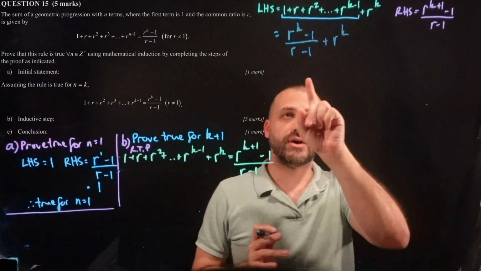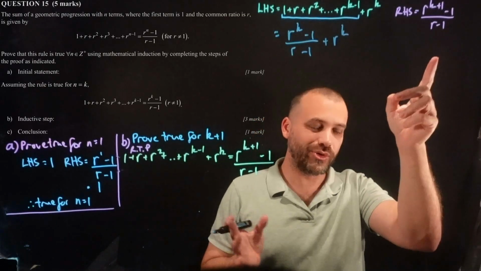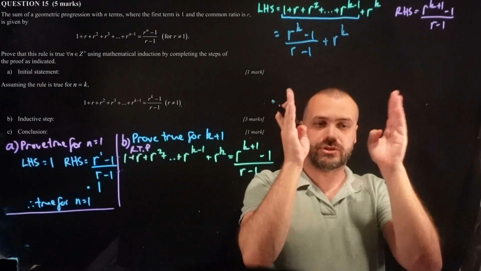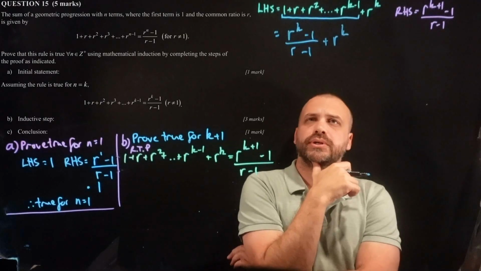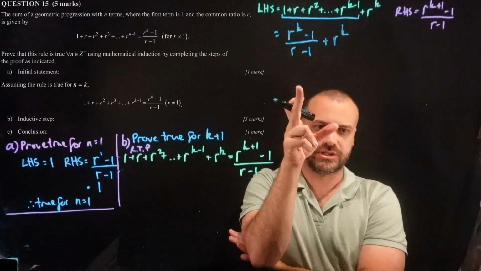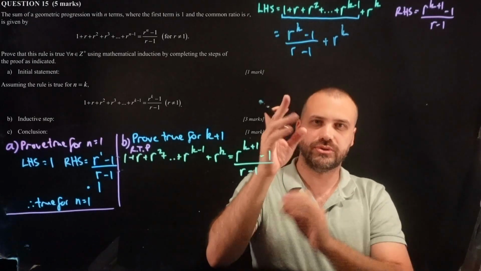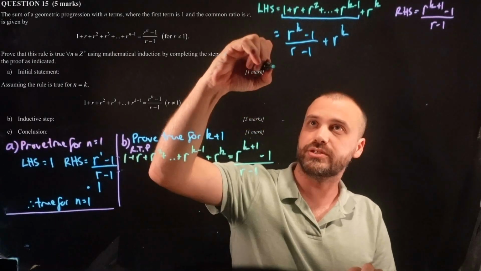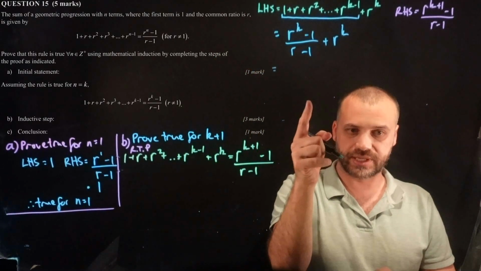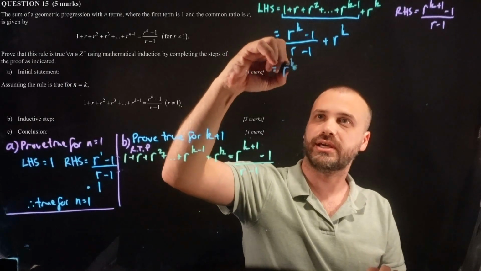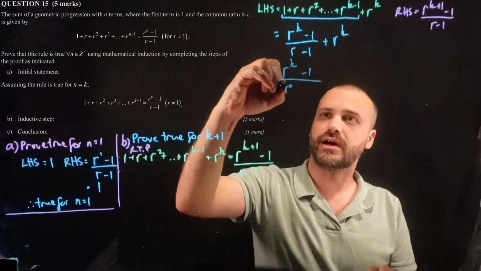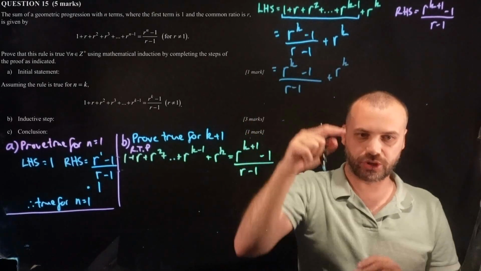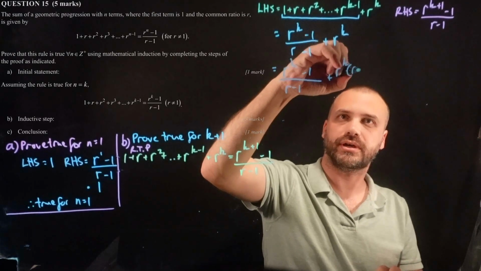So now the question is, how do I make that look like that? Or I guess I could make that look like that. But one way or another, I need to make those look the same. Okay, well, that's one fraction. That's two fractions. So maybe what I should do is turn this into a single fraction. So the easiest way to do that is to make them both have the same denominator. So r to the k minus 1 over r minus 1 plus r to the k, and then multiply top and bottom by r minus 1.